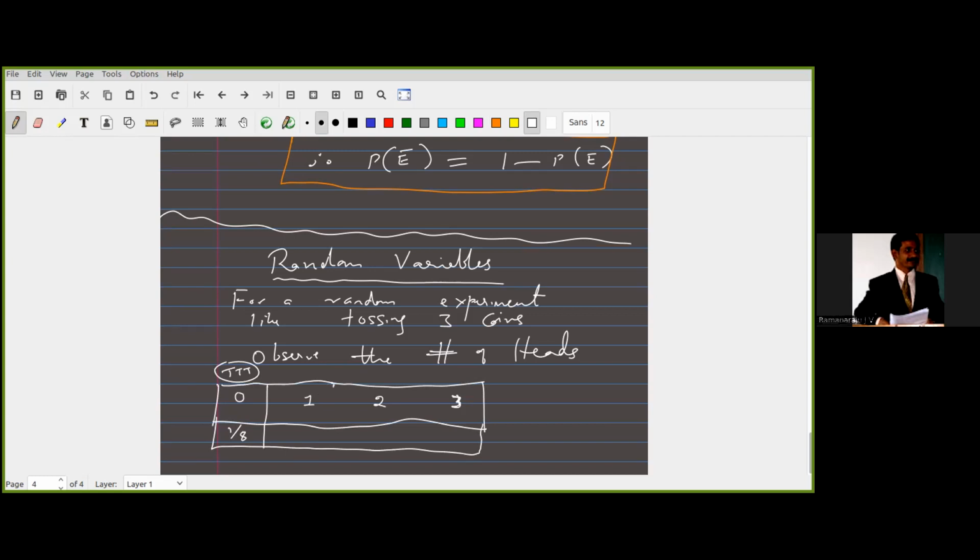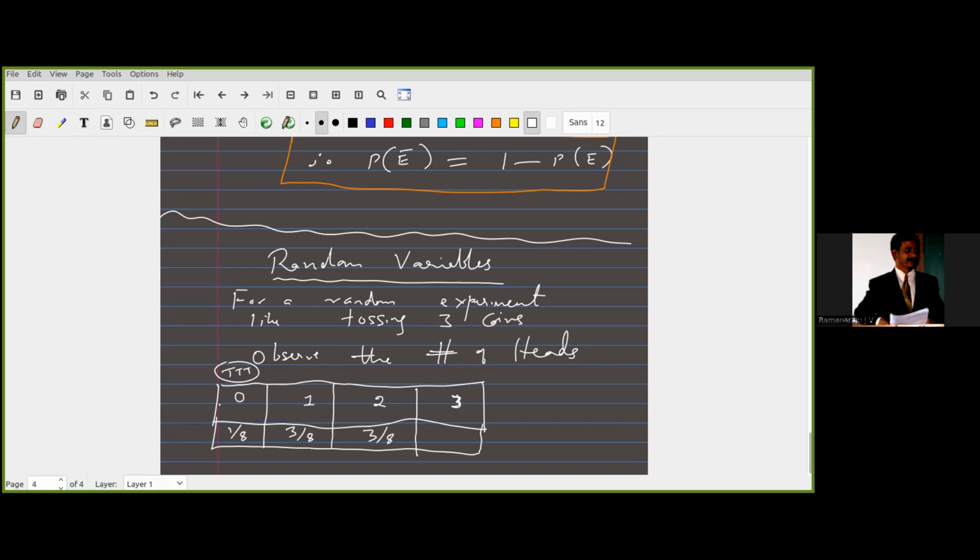Okay. So one head happens if it's either HTT or THT or TTH. So this is clearly 3 by 8. Right. So two heads will happen if it is HHT or HTH or THH. Again, this probability is 3 by 8.